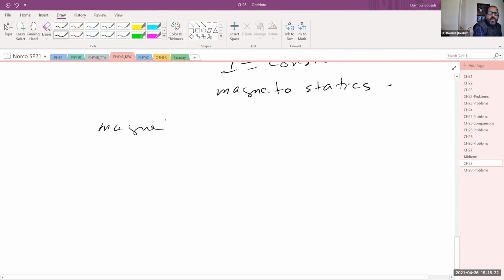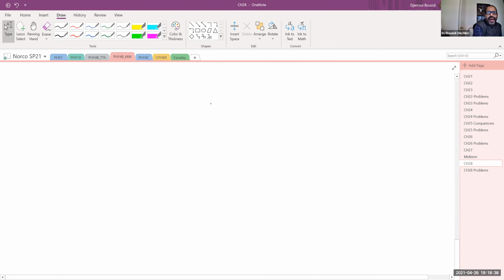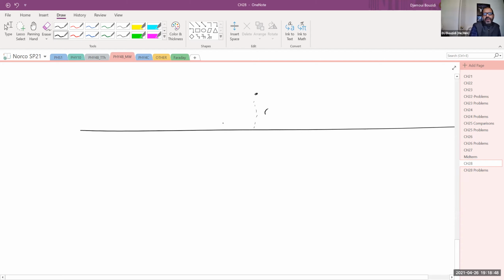Magnetic field created by a long wire. So what we have in here, we have a wire that is super long, and we want to go a distance, I'm going to call it r, from the wire, and I want to find the magnetic field at that point. I'm going to take the direction of the current to be in this direction. So this is I.